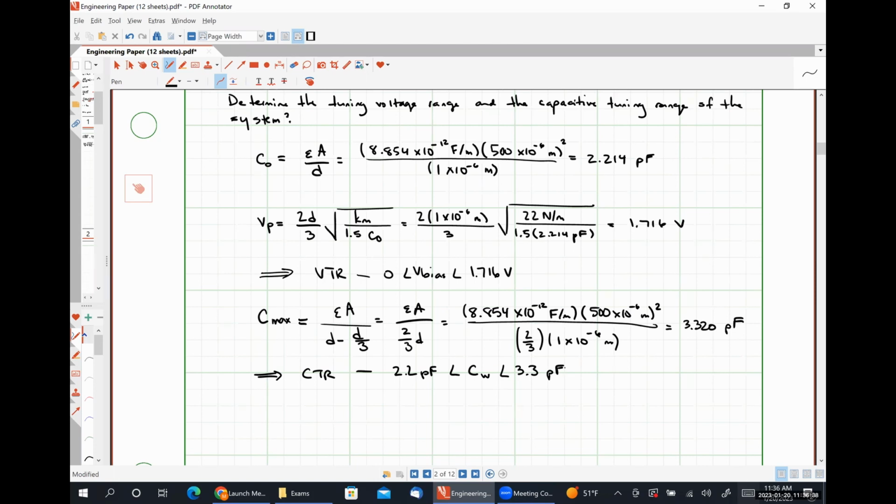But in practice, the researchers that developed this device were able to only get an 11% capacitive tuning range, so an increase in capacitance of 11%. The reason for this is because their plate deformed under the applied bias voltage. We are making the assumption here that the plate is fully rigid, but that won't necessarily be true. We have to make sure that our plate, if we were to design something like this, was thick enough to be rigid when this electrostatic force is acting on it.